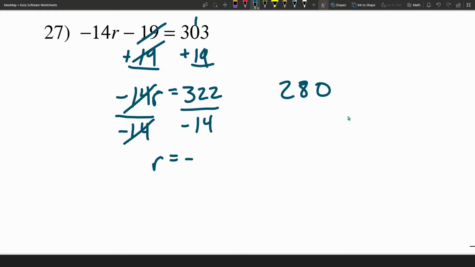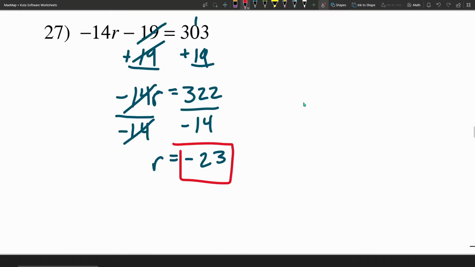So we're at 20 right now. How many more 14s do we need? 2 would be 28, which would get us to 308. Oh, and then we need one more 14 to get 322. So we need 23 14s to get to 322. So this is a negative 23 for number 27.